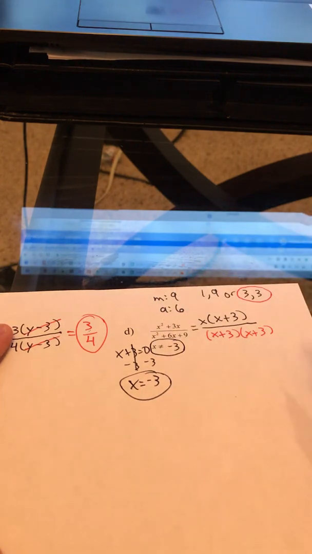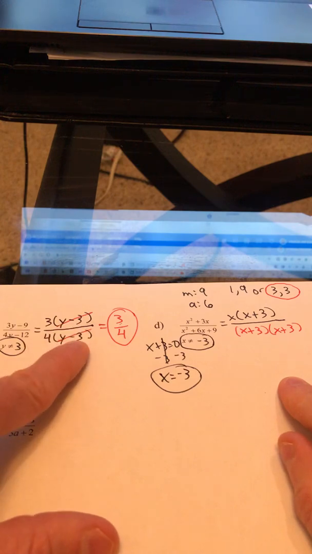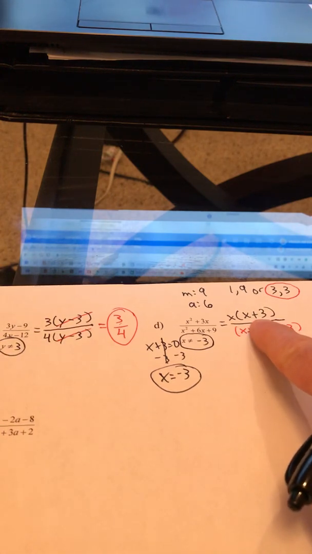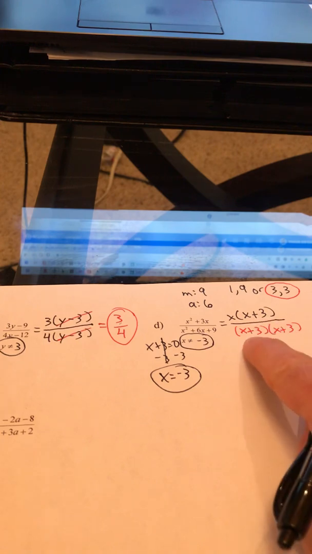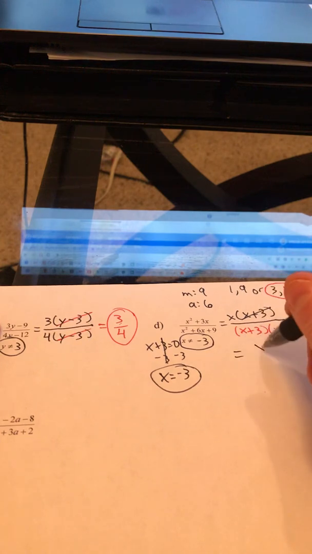Now, over here, we had a y minus 3 in numerator and denominator. We were able to cancel those out. Here we have 1 x plus 3 in the numerator and denominator. I am able to cancel the 1 in the numerator with one of those factors in the denominator, and then that leaves x over x plus 3.